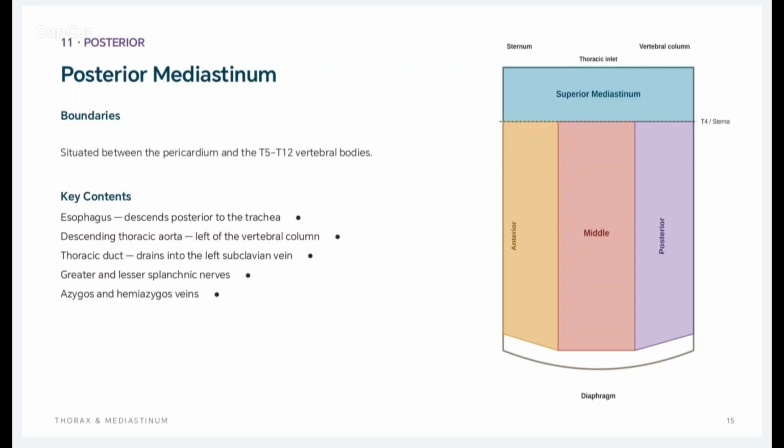It serves as a major thoroughfare for structures moving between the thorax and the abdomen. The esophagus descends here, located posterior to the trachea. To the left of the vertebral column, we find the descending thoracic aorta. This space also contains the thoracic duct, which drains lymph into the left subclavian vein, and the azygos and hemiazygos veins. Furthermore, the greater and lesser splenic nerves pass through this region on their way to the abdominal viscera. The posterior mediastinum is a deep space that requires careful study in thoracic imaging.